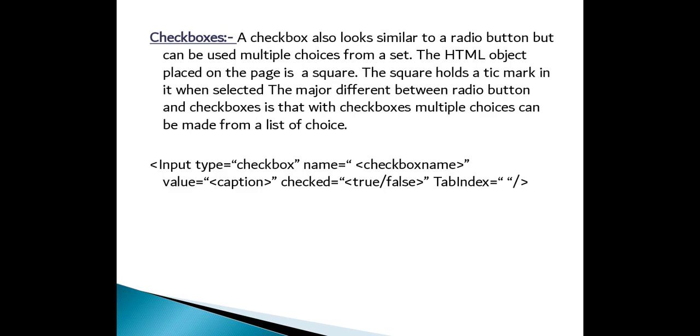So we can see the syntax: input type equals checkbox, name equals checkbox name, value equals caption, checked equals true or false, and tab index. So these attributes I have already explained in the radio button. You can explain those attributes in your exams. Okay.